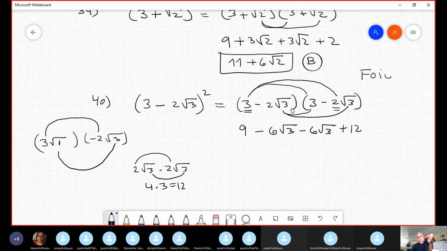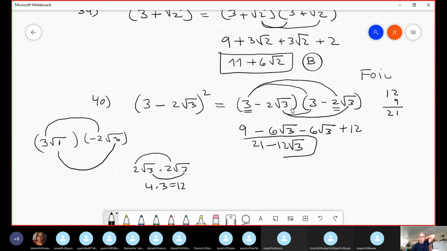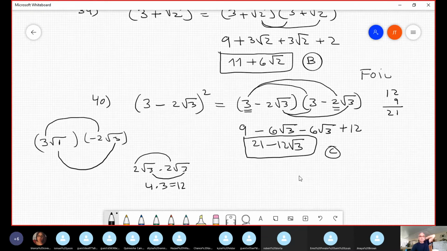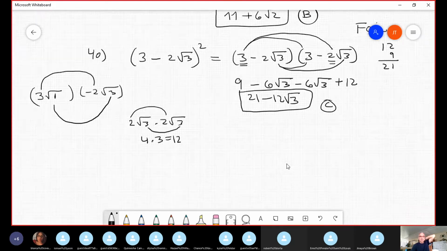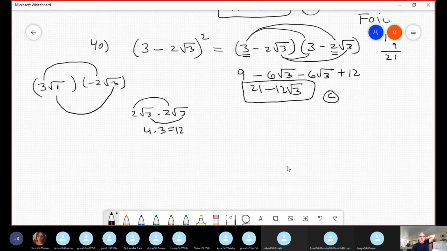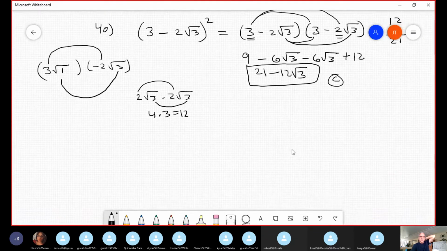Okay, so 12 and 9 is 21. 21 minus 12 radical 3, because 6 negative and 6 negative together is 12. Like the option C in the handout. I like that part. That part is easy, at least for me, it's easy.